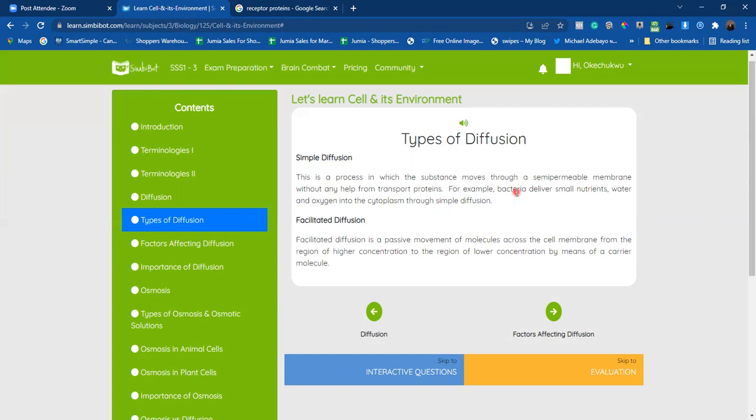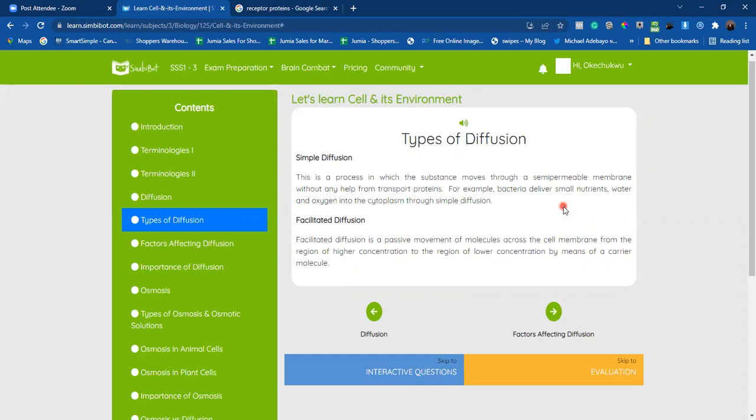For example, bacteria deliver small nutrients, water, and oxygen into the cytoplasm through simple diffusion. So let's get this: in simple diffusion, these substances move through the semi-permeable membrane without help from a transport protein.